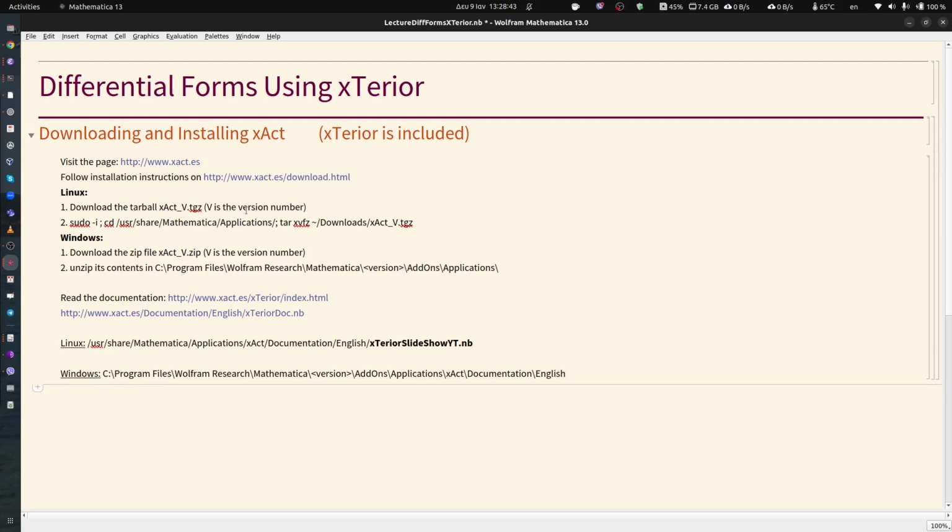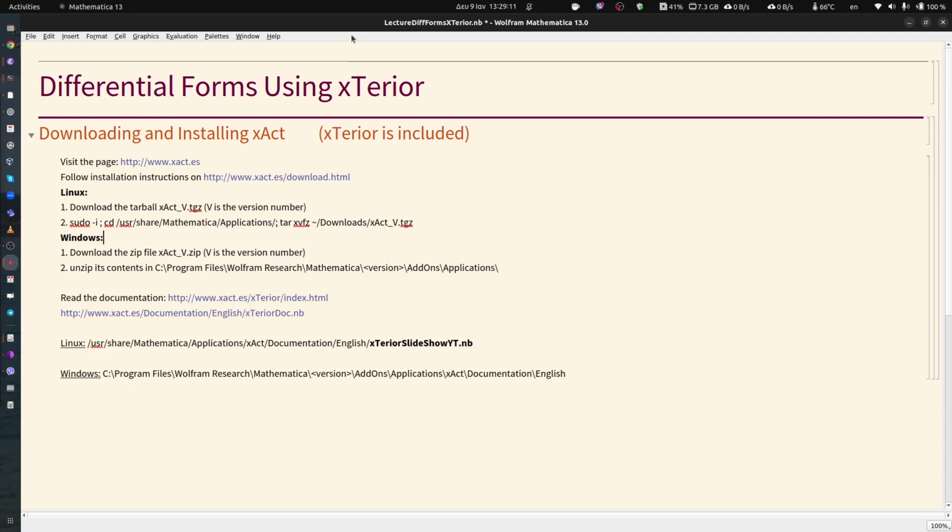And installation is very easy because all you have to do is to unfold this tarball of files in the correct place. This place is different for different installations. You have to figure out which one applies in your case. Basically, you have to find where Mathematica is installed in your system and find the application subdirectory, and same thing also here for Windows.